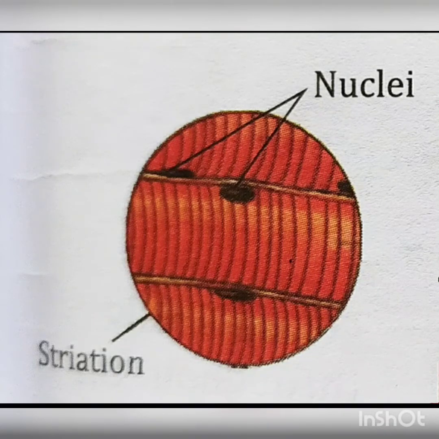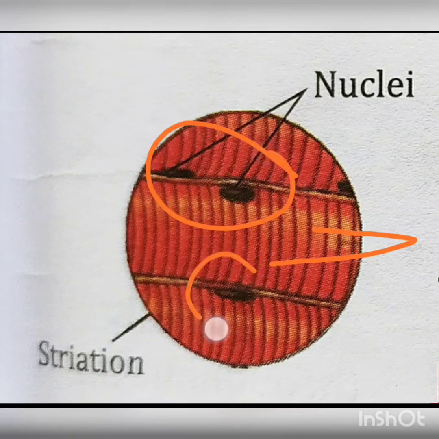These cells have light and dark bands with many nuclei. Hence, they are also called striated muscles because of the presence of dark and light striations.